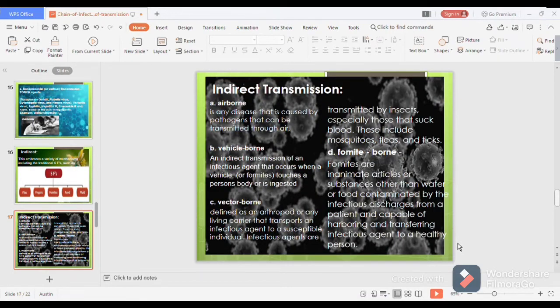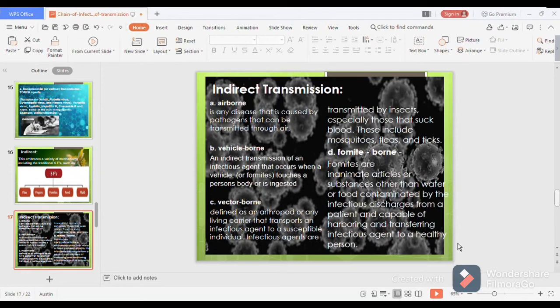In indirect transmissions is the airborne. Is any disease caused by pathogens that can be transmitted through air. So, ang airborne, which is ang virus through airborne, isa po ni siya ka way na mas makadali ug sulod ang virus through air. Ug dali lang siya mag-transmit sa isa ka tao na dali lang pod makasulod or dali lang pod ang way sa iyahang pag-transmit.